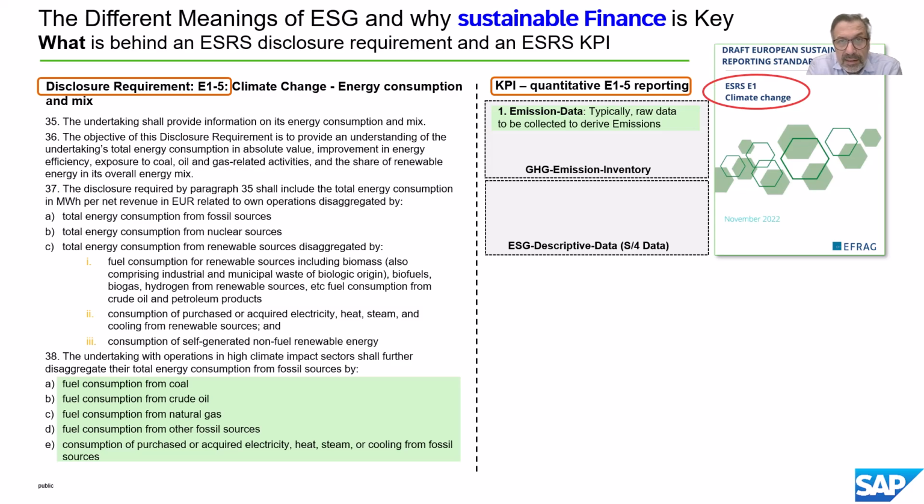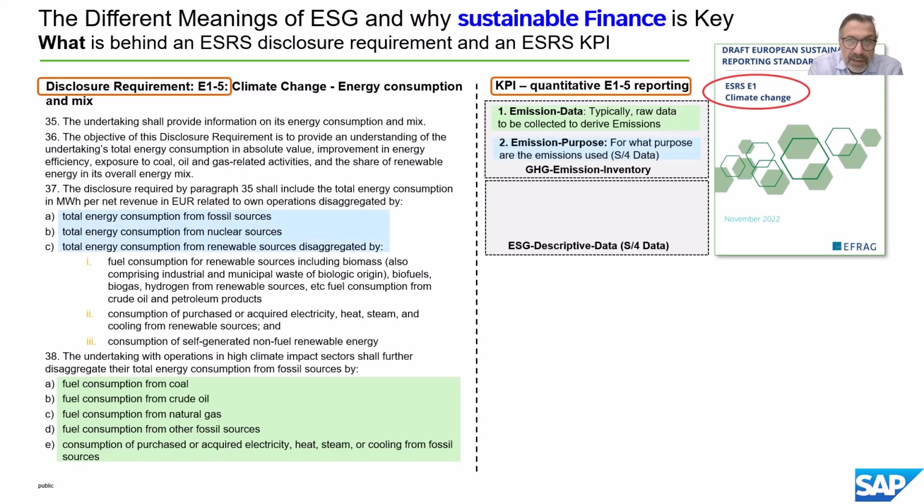You have to collect this data, and we as SAP, or a software provider, must fulfill the requirement in software to manage all the data from a digital perspective. So typically raw data is to be collected to derive the emissions, and here we have to identify the source data for that.